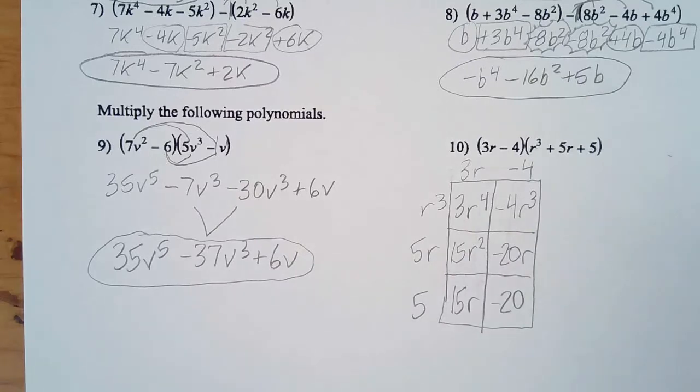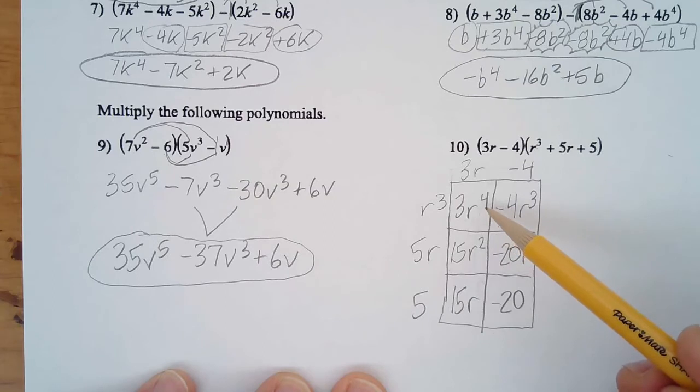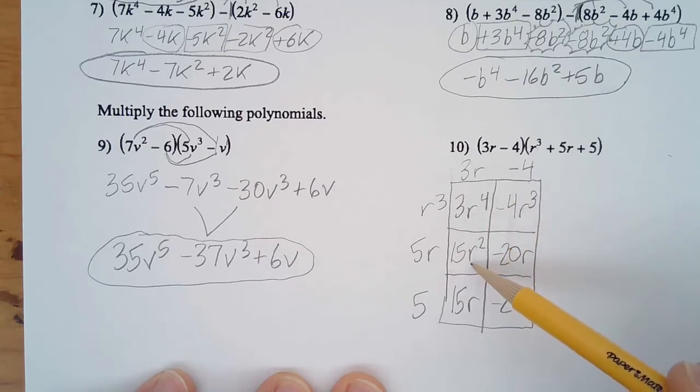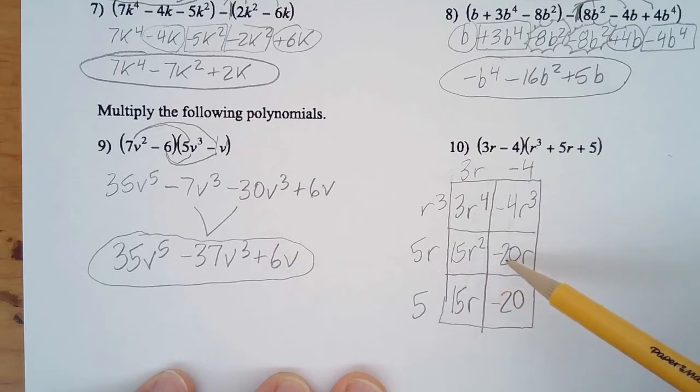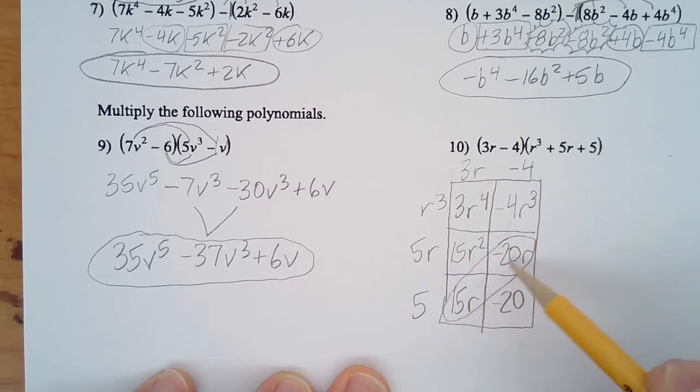Then what you could do is write all this out. I personally like to combine like terms right from here. These are all just like individual terms in an expression, like 3r to the 4th minus 4r cubed plus 15r squared minus 20r, etc. So to save a little space here, I notice that these are like terms. Those are the only 2 like terms, so I'm going to combine those when I write this out.